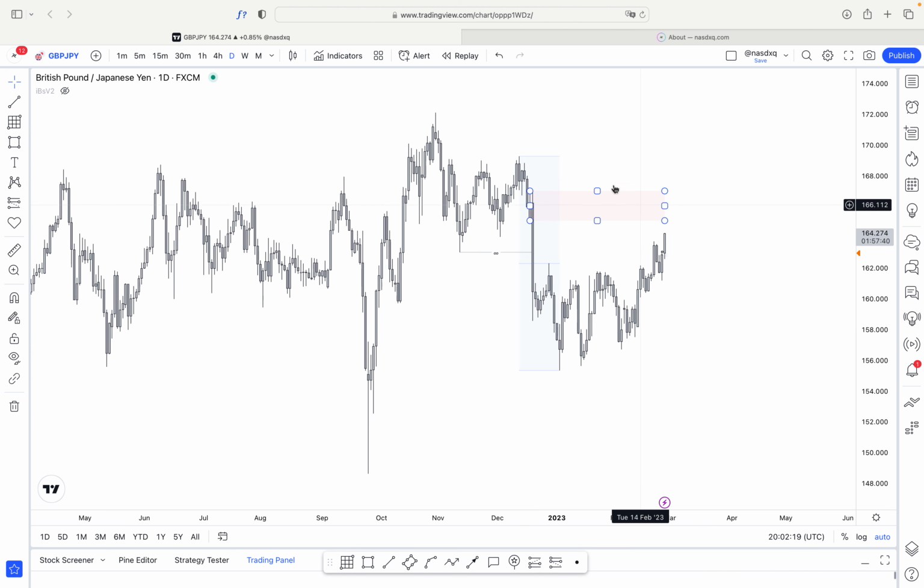If this fails, then I could maybe look for one up here, maybe look to buy into that zone if we do get a failure of this area. So obviously we're still waiting on that one. This is the daily chart, so that could maybe take a couple of days to fulfill.